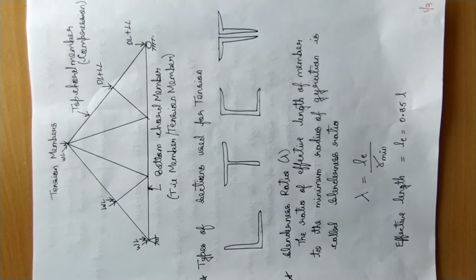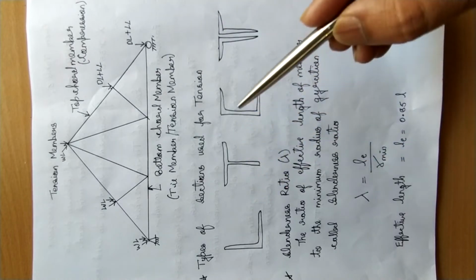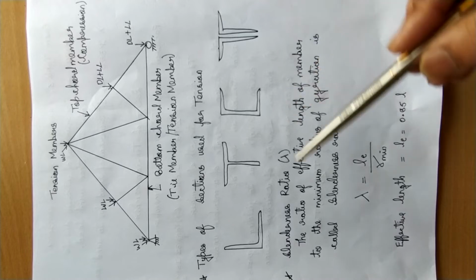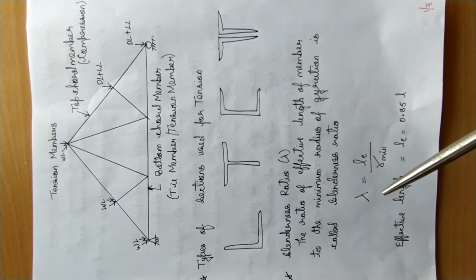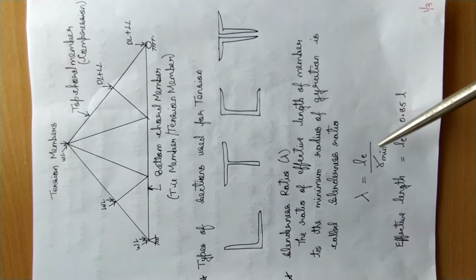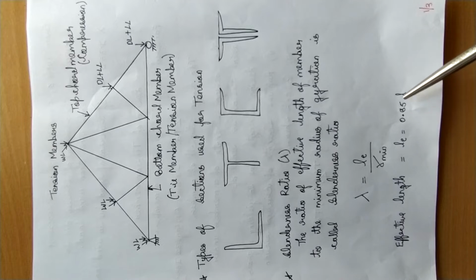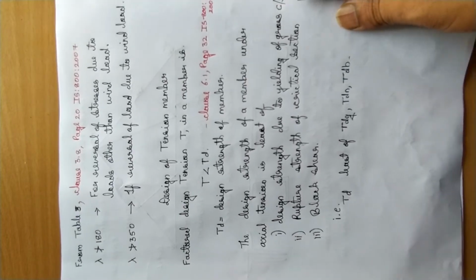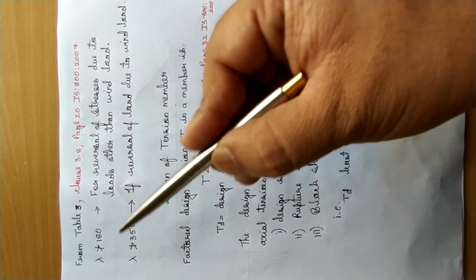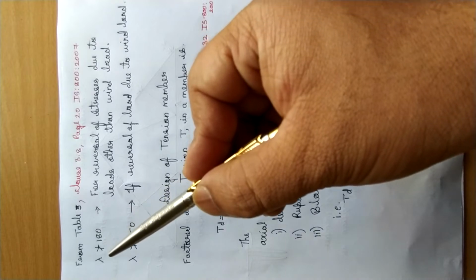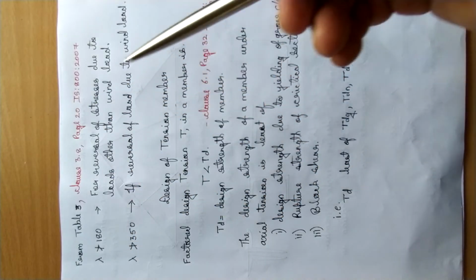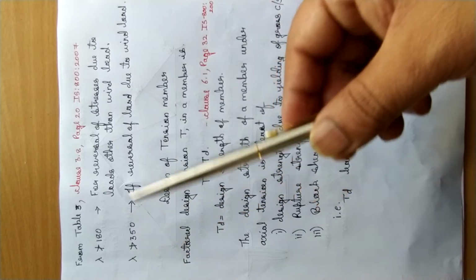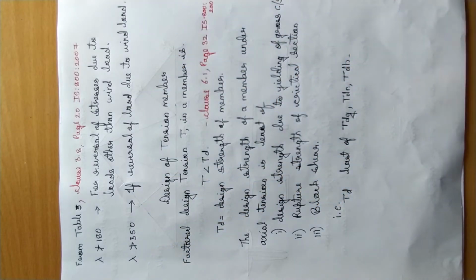First we learnt what tensile members are. Then we saw the types of sections that can be used for tension members. Slenderness ratio is given by lambda equal to LE by r minimum, where r is the radius of gyration. Effective length is LE equal to 0.85 L. Then I discussed the limitations for the slenderness ratio. Lambda is a maximum of 180 if the loads are other than wind and earthquake, and a maximum of 350 if the reversal of load is due to wind or earthquake.